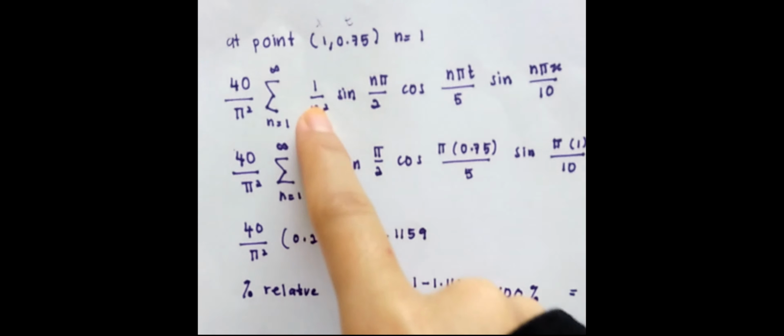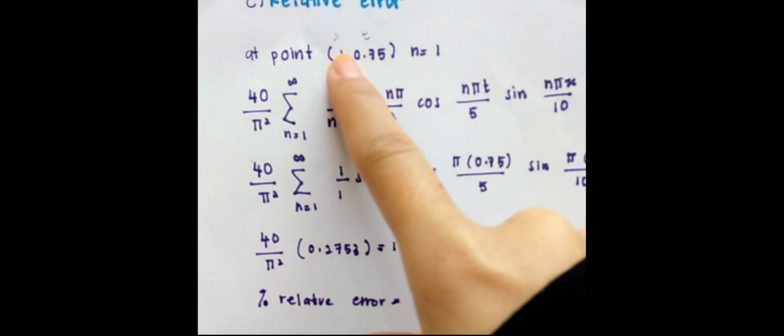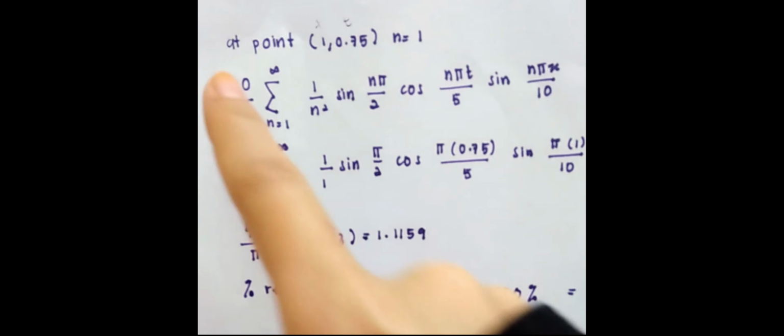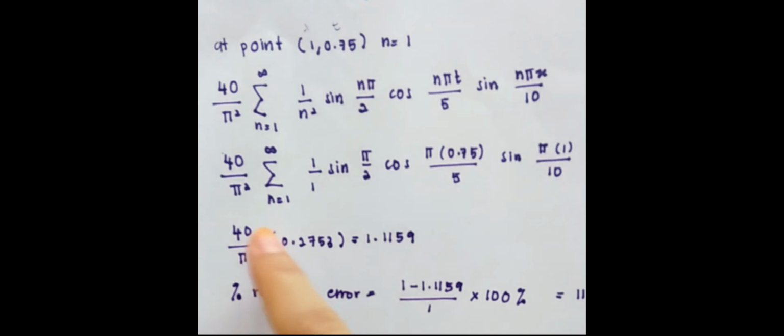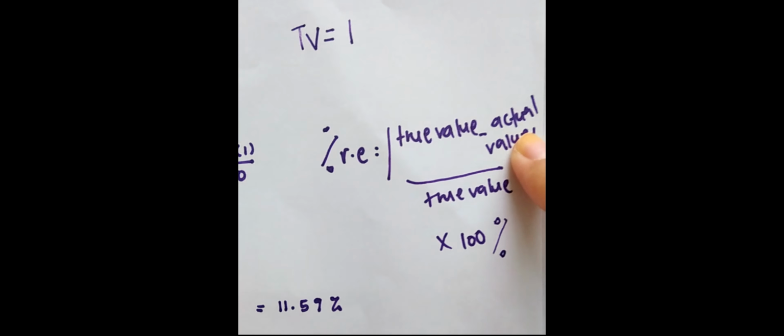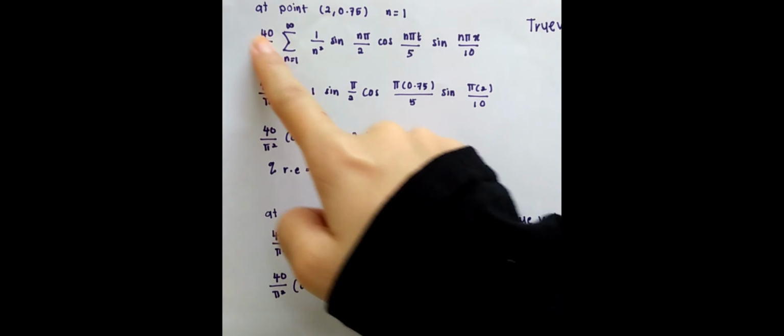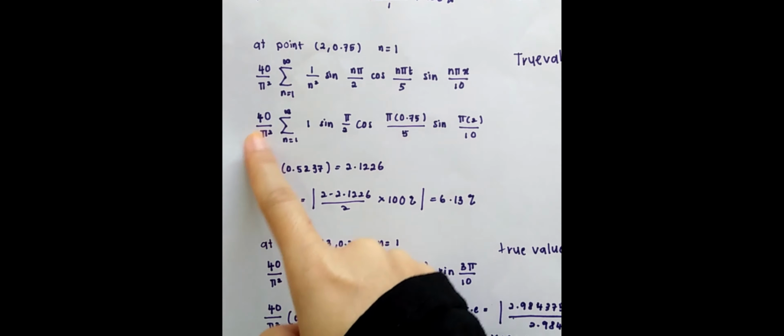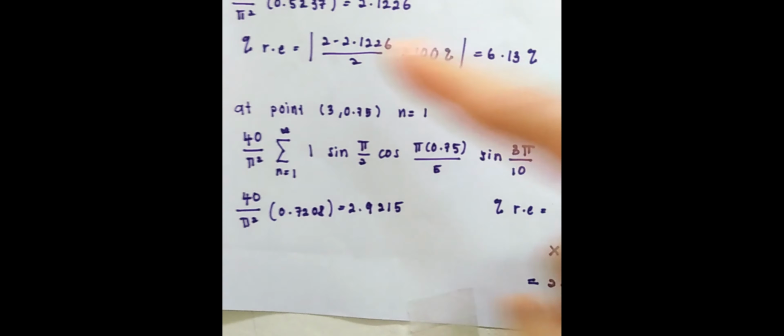At the first point, x equals 1, t equals 0.75 and n equal to 1, and we substitute the values into this formula. Then we calculate using a calculator and we get this value. This is the actual value, and we substitute this value into this formula, and then we get this answer. Next we choose x equals 2 and t equals 0.75. After that, we repeat the same technique used in the first point. After we substitute 2 into x and 0.75 into t, we get the value. So we substitute into the percentage relative error and then we get this value.